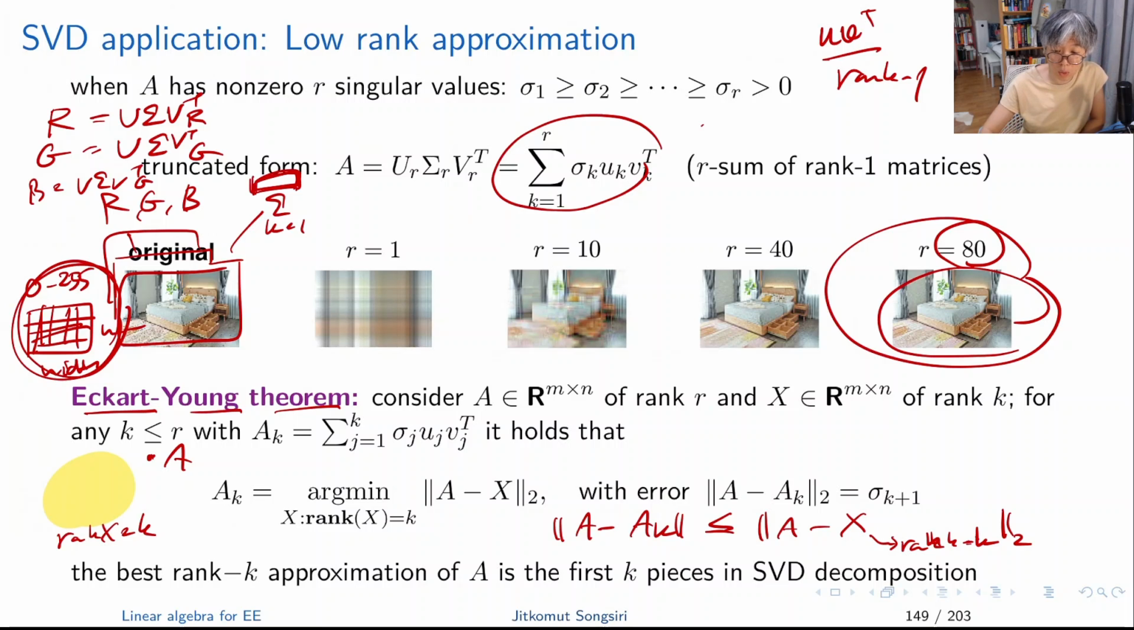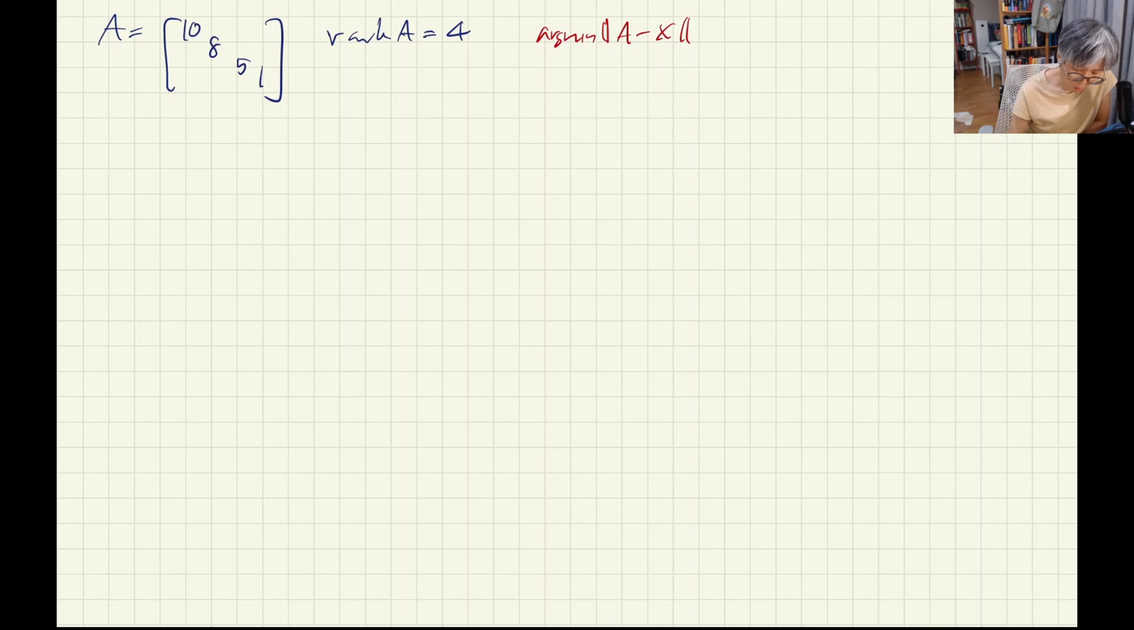I think we can illustrate this as well. For example, let's think about an easy example when A is diagonal. When A is diagonal, the singular values and the diagonal entries will be the same. Here the original A has rank 4. So what if I want to estimate A with X, where the rank of X must be 2? So I'm looking for a rank 2 approximation.